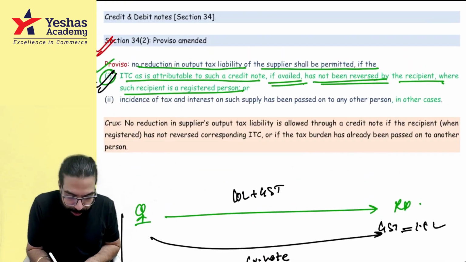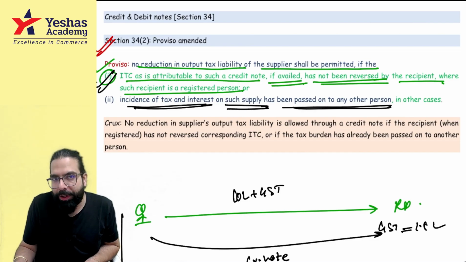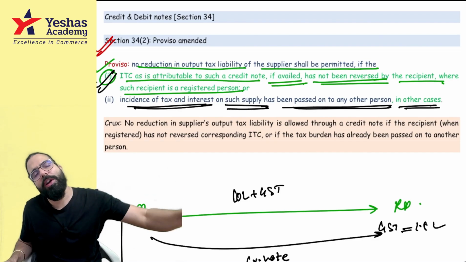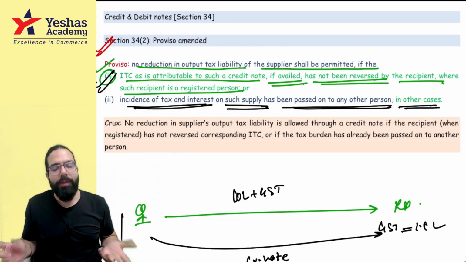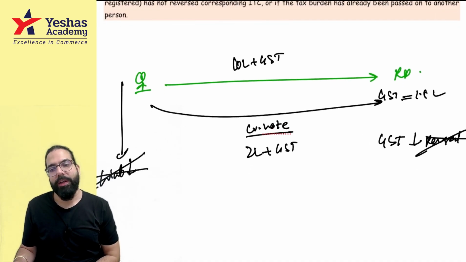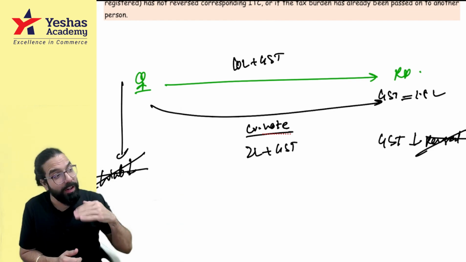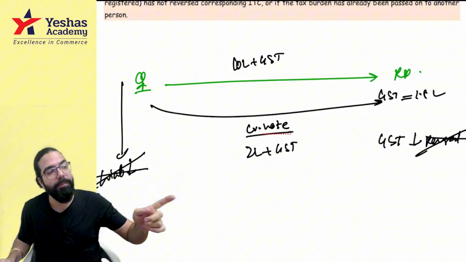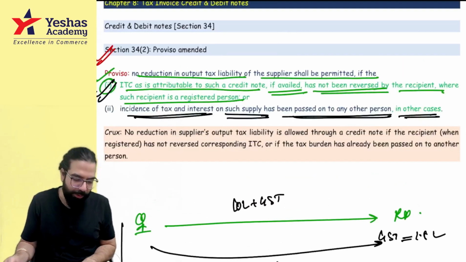This point was already there. Incidence of tax and interest on supply has already been passed to any other person. In other case, means unregistered person ka case mein, if burden has already been borne by you, if I don't return your GST, government will not return the GST to me. Done, sir. First point and second point. These are only the 2 points. Registered person, he does not reverse the credit, my liability will not come down. Unregistered person, if I don't return the GST, government will also not reduce my liability. Means if burden is passed on, liability will not come down. That's all, everyone. This is the crux.